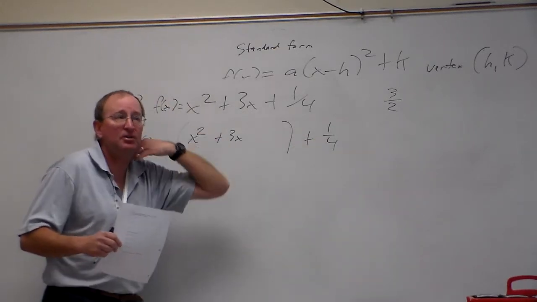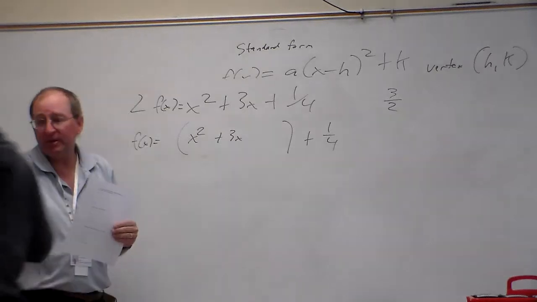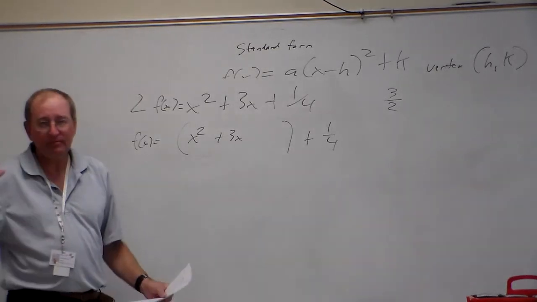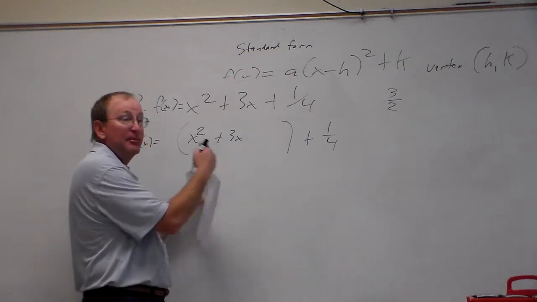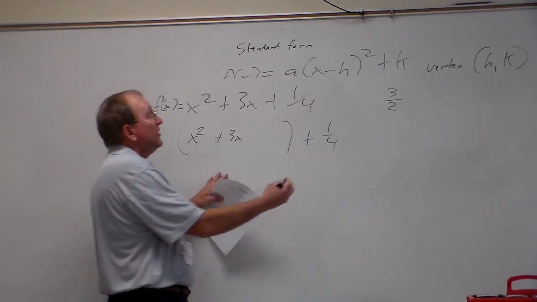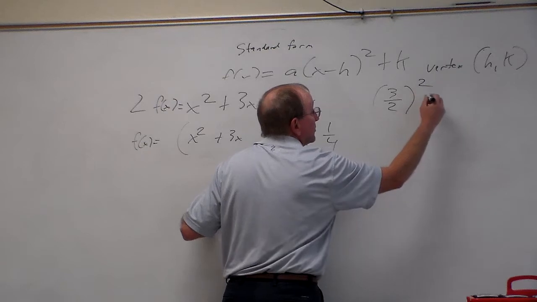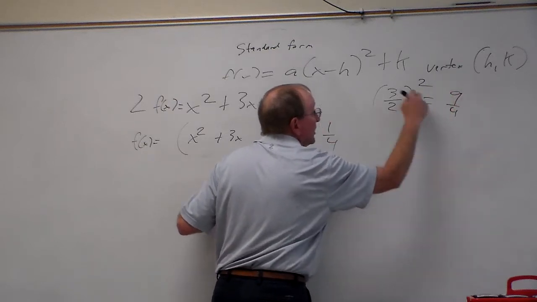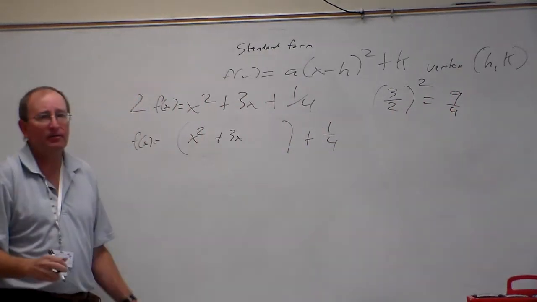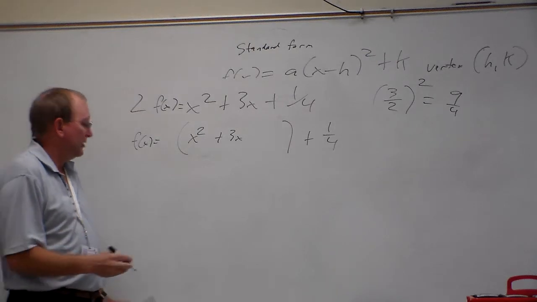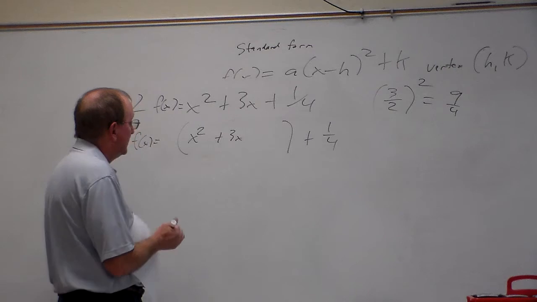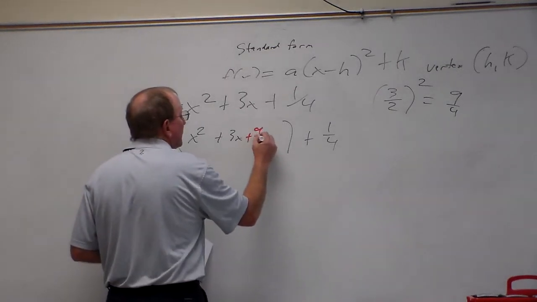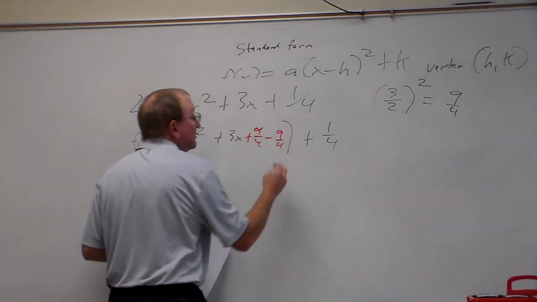So if I take 3 divided by 2 and add 3 divided by 2 together, you get back to 3, right? And then we take this number and square it, which gives me 9/4. 3/2 squared is 9/4. So what I'm going to have to do now is add 9/4 and subtract 9/4.